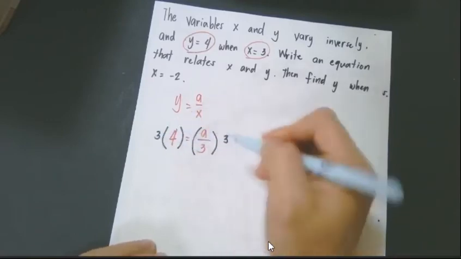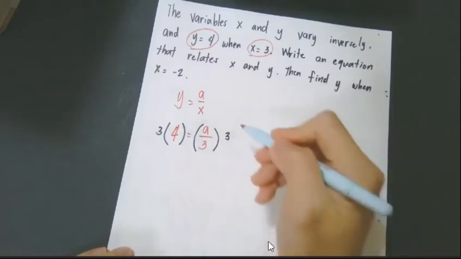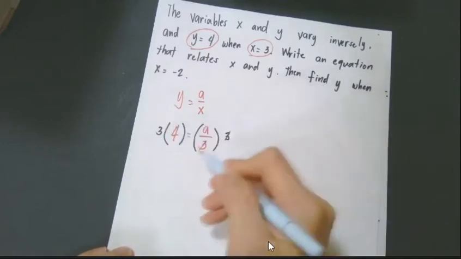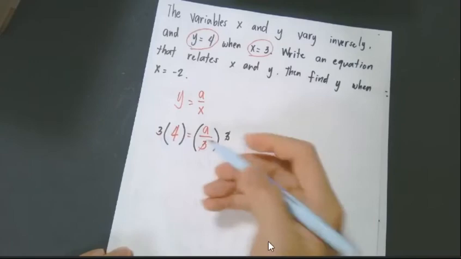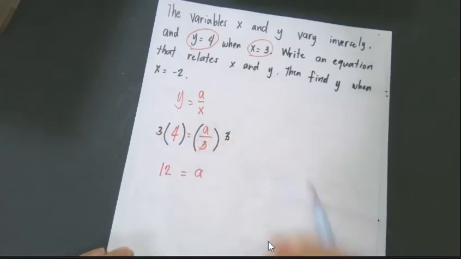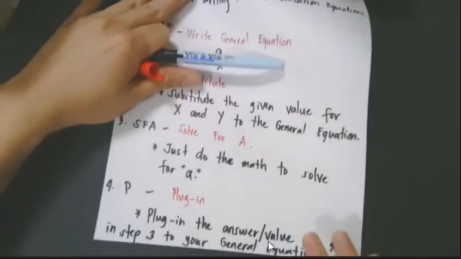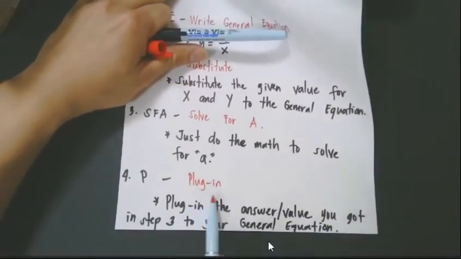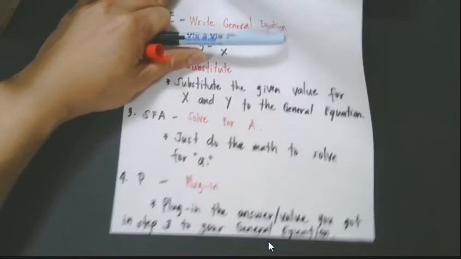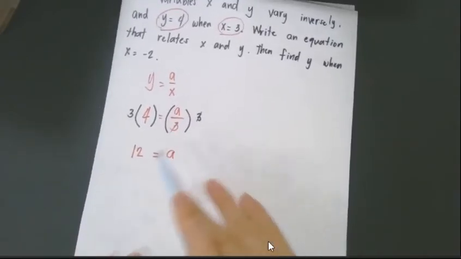Remember, the opposite of division is multiplication. After multiplying both sides by 3, those 3's cancel out. So what's 3 times 4? That will be 12 is equal to a. Now we found our a. Now we're ready to go to step 4, which is plug in. We just need to plug in the value we got in step number 3. In step number 3, we got a value for a as 12.